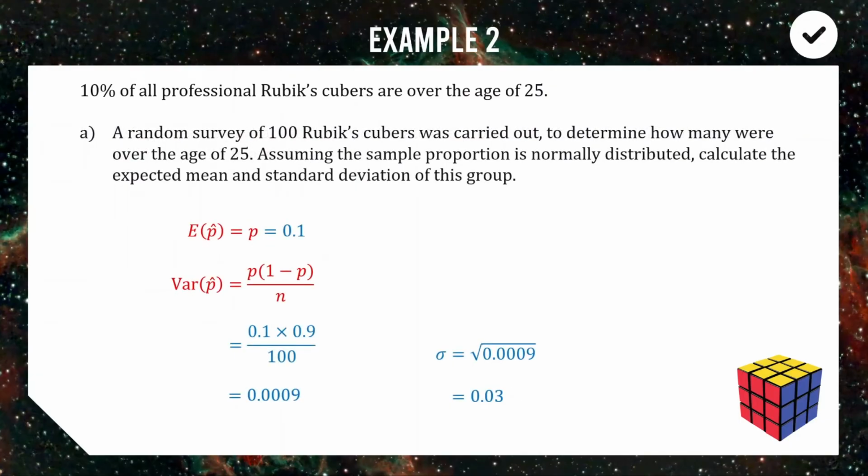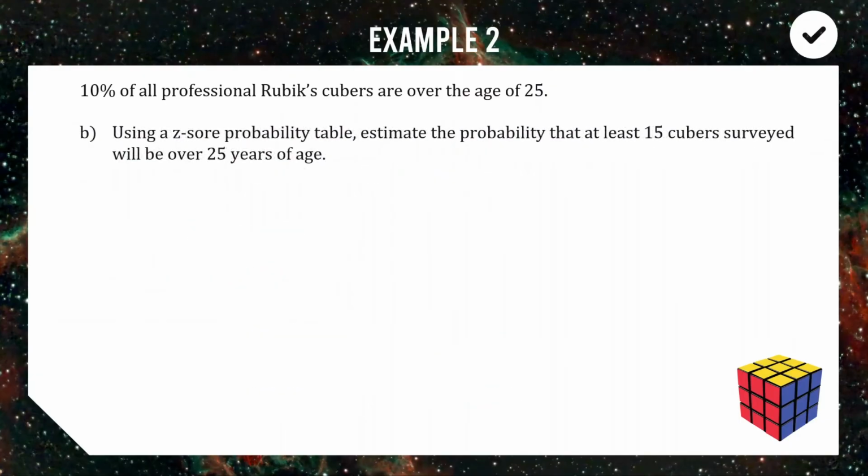On to part B now, where we're actually going to use these values. Part B is using a z-score probability table, estimate the probability that at least 15 cubers surveyed will be over the age of 25. Okay, so to do this, we need to turn some stuff into z-scores. So we want 15 cubers out of the 100 that we're surveying to be over the age of 25 years. So we're trying to find the probability that our sample proportion is at least 15 out of 100.